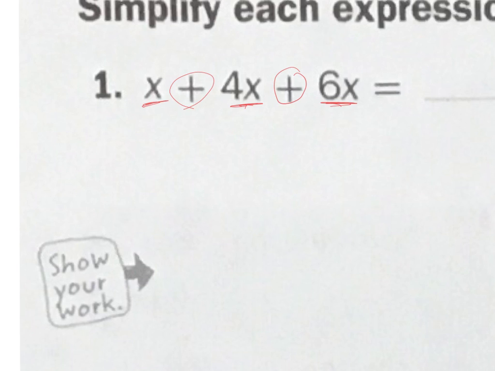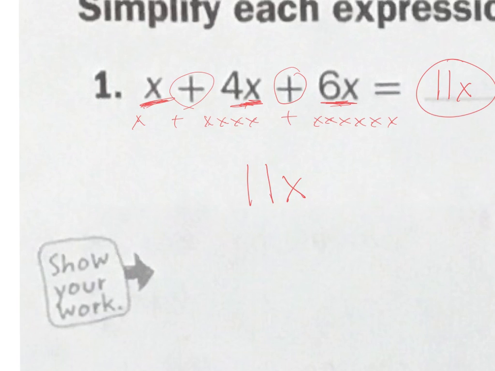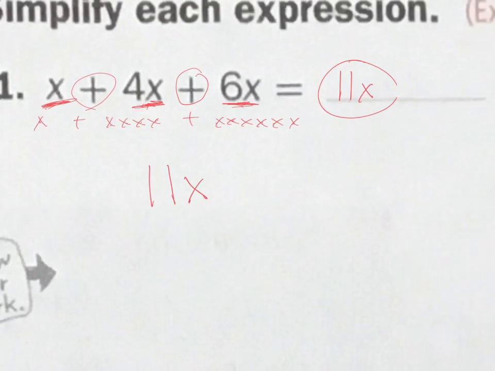Another way to say this is x plus 1, 2, 3, 4 plus 1, 2, 3, 4, 5, 6. So you can add all those together. You have 1x, then 1 here, 2, 3, 4, 5, 6, 7, 8, 9, 10, 11. So you have a total of 11 x's. When it's addition, if they're all like terms, if they all have a number and the same variable, then you can add them together. Get 11x. Okay. Let's go to number 2.